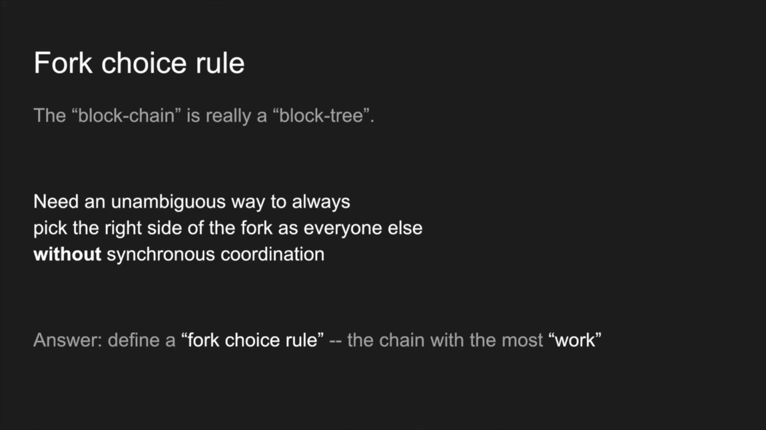The way we're going to do this is, again, to have our fork choice rule, and it comes down to this notion of work. Very much in the sense of, I've put some scarce resource into this thing. The idea is that if I put more work into one fork over the other, then that's the one that you should pick.